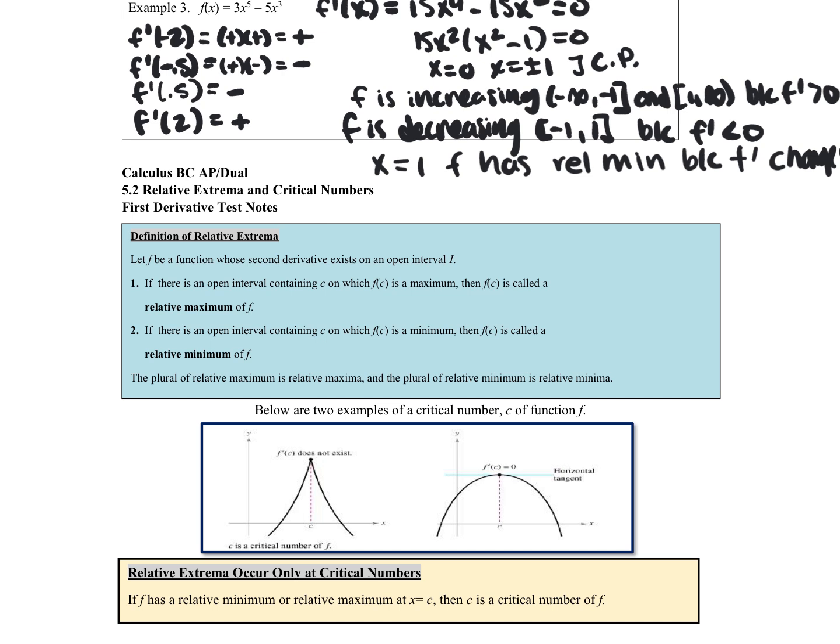What about at 0? Is there a min or a max at 0? Did the derivative change from increasing to decreasing? No, the function was decreasing, right? It stopped, the derivative was 0, and then it was decreasing again, right? So there was no min or max there. But at x equals negative 1, f has a relative max because f prime changes from positive to negative.